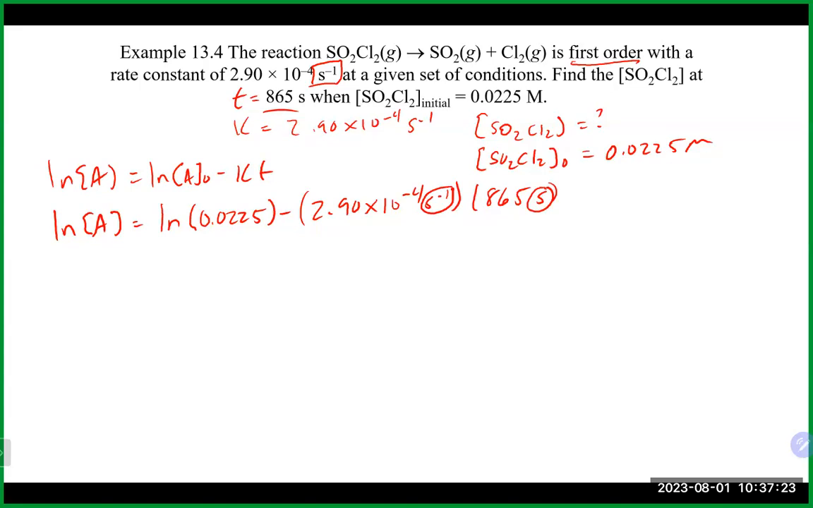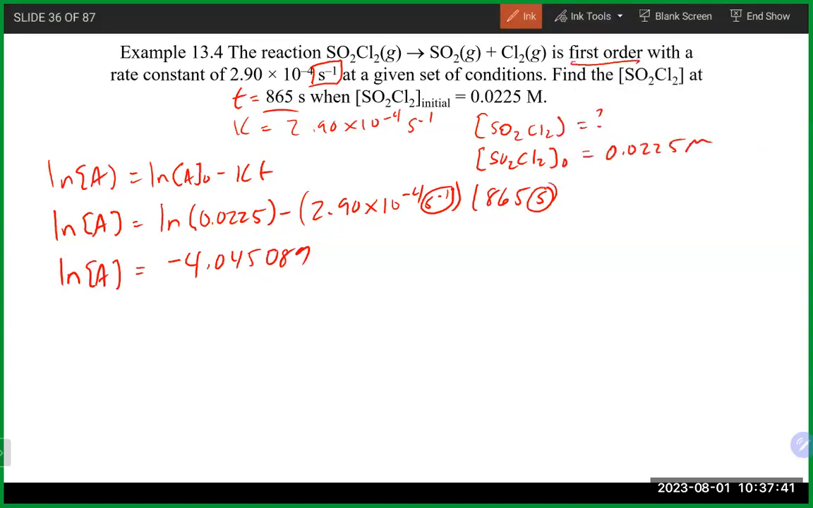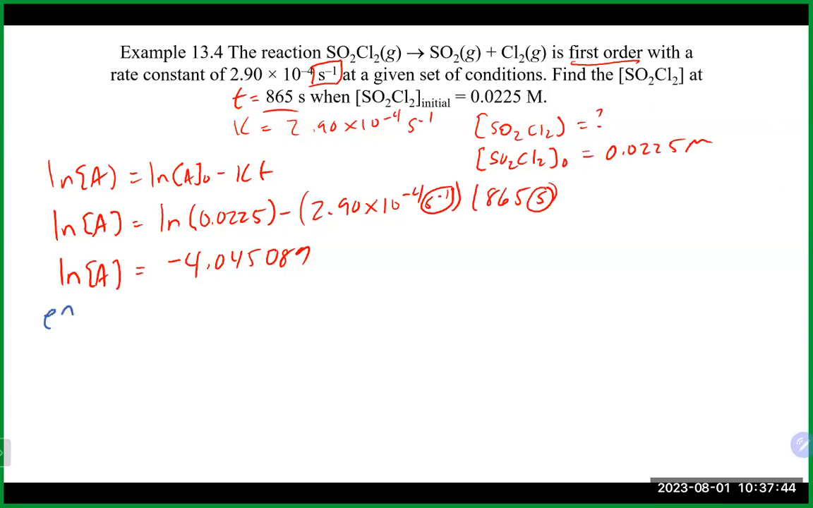We basically can clean up the right-hand side here by taking the natural log of 0.0225 minus 2.9 times 10 to the minus 4 times 865. That will give us the natural log of A is equal to minus 4.045089. To get rid of the natural log on the left-hand side, you could take e to both sides on your calculator. It's usually right above the natural log button. Take e of both sides, and when you do that, these basically cancel out and you end up with just A. And if you do that, you end up with something like 0.0175 molar, right?